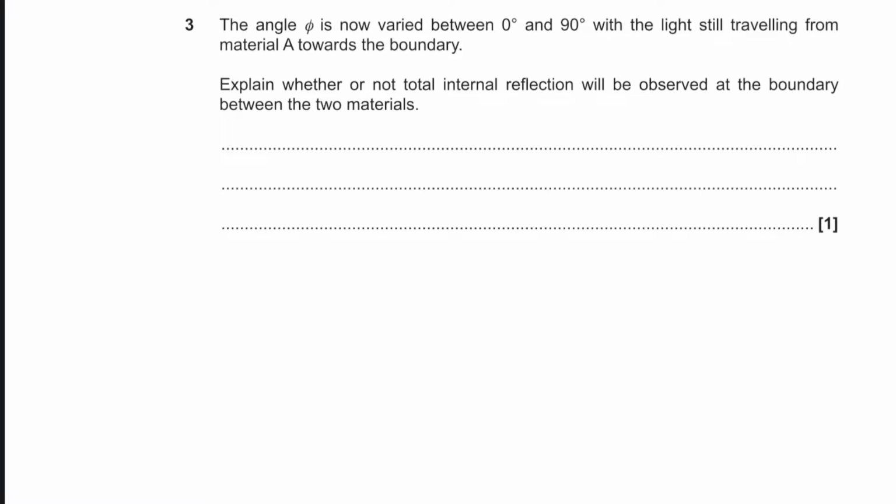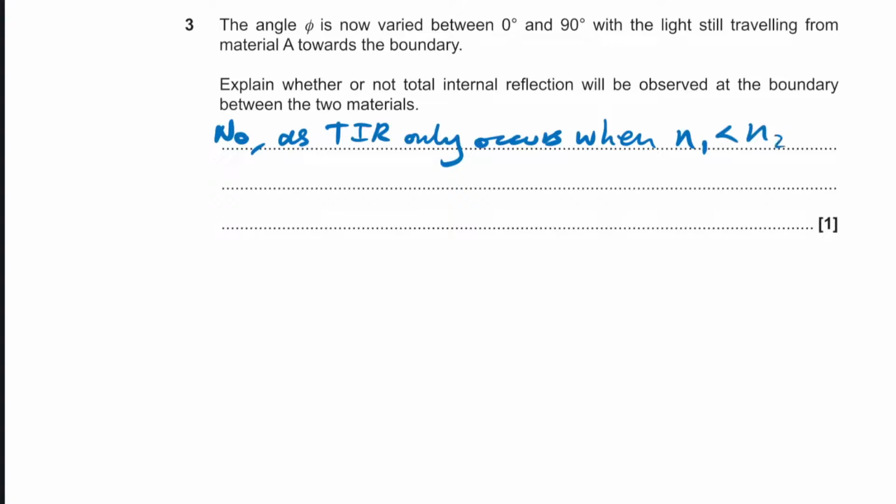The angle phi is now varied between 0 and 90. Explain whether or not TIR will be observed. No, as TIR only occurs when N1 is less than N2. Therefore, refraction will always occur.